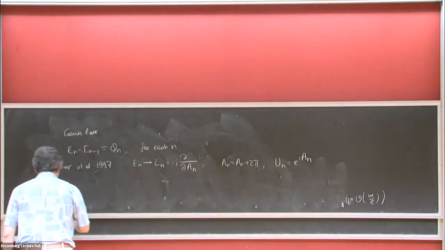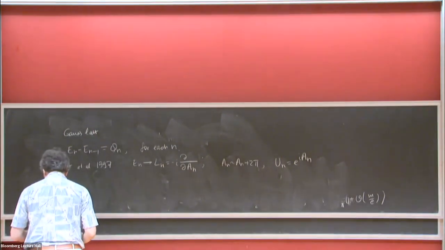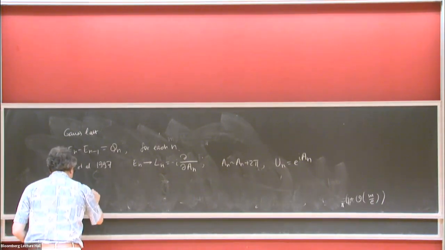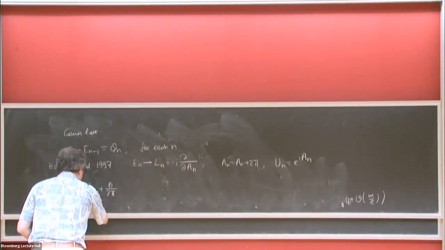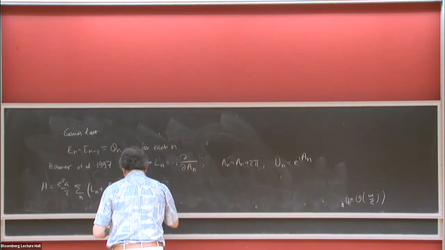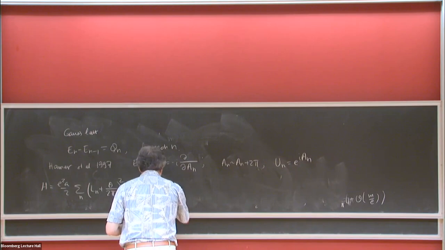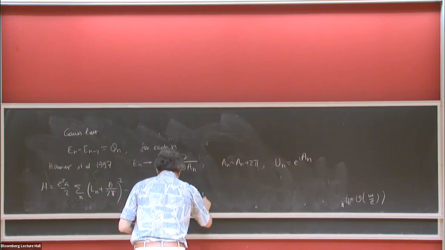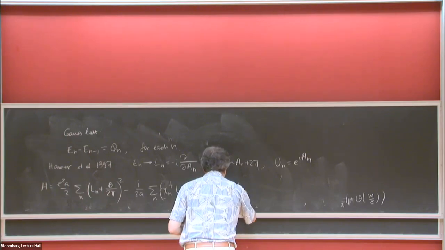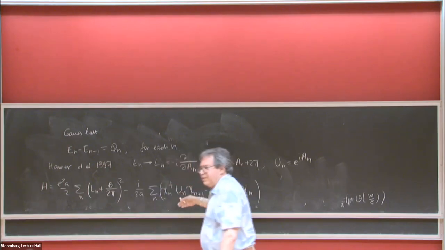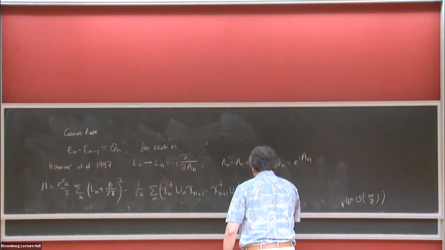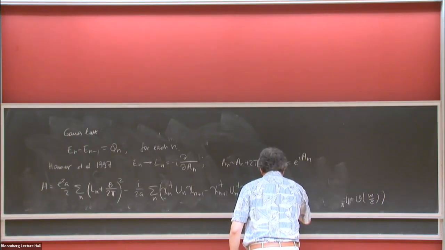So here is the complete story. You get the Hamiltonian, which is e squared a over 2, sum over n of (Ln plus theta over 2 pi) squared, minus i over 2a. Then there is the hopping term with the gauge field inserted: sum over n of i chi n dagger Un chi n plus 1, minus chi n plus 1 dagger Un dagger chi n. In this case, U is just an element of the U(1) group, but this obviously generalizes to non-abelian groups. And then there is the m lattice term, which is a sum over n.